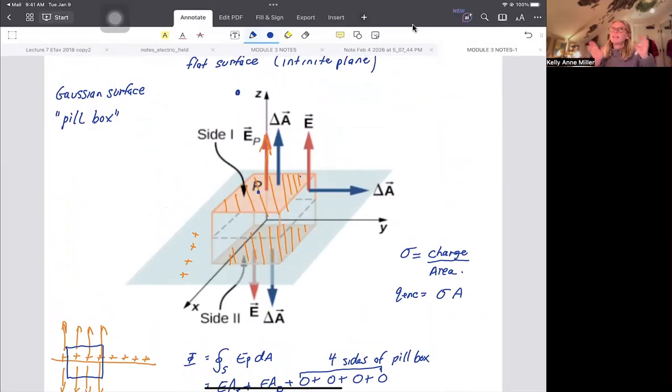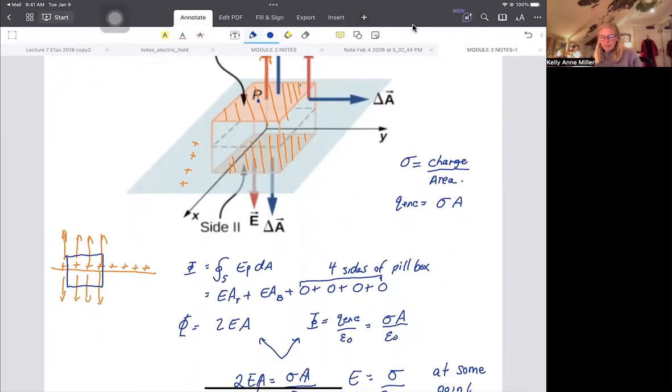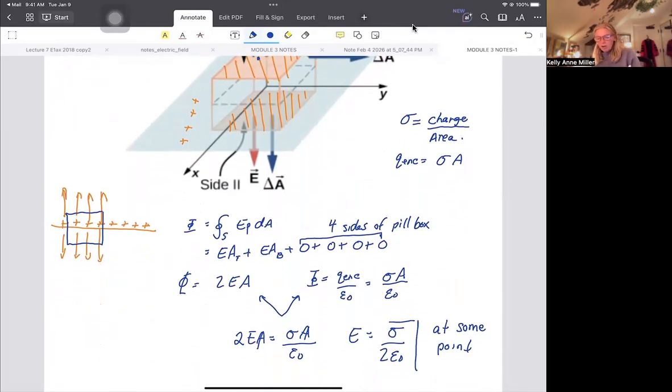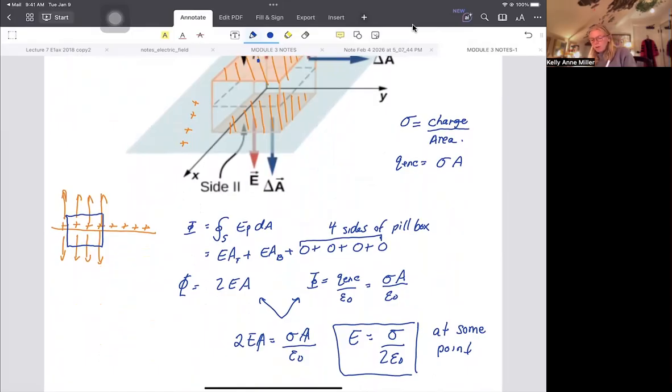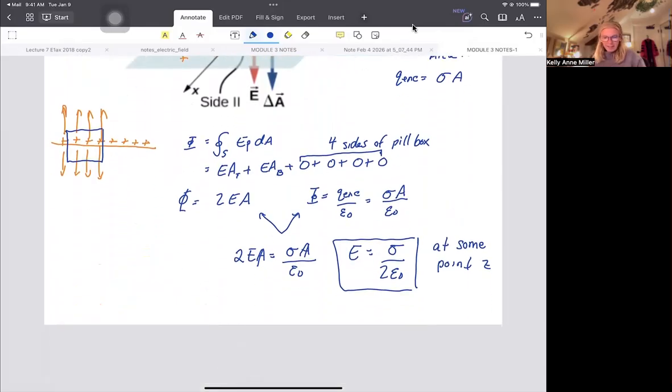We talked a little bit about this in the tutorial last week, but because it's an infinite plane, it doesn't matter how far away from the plane you are in terms of the strength of the E field. You can see that here, there's no Z dependency. So this would be the E field at any point Z above the plane. And I think that's it.